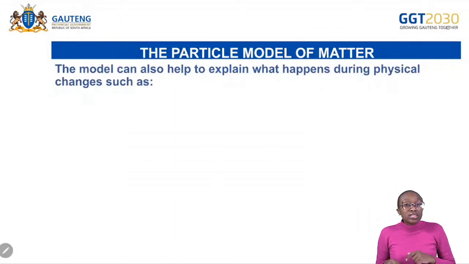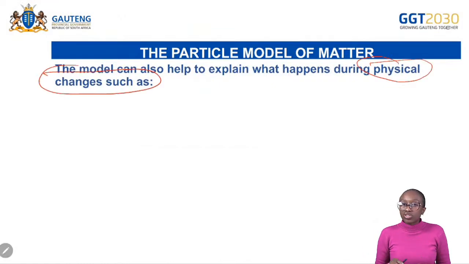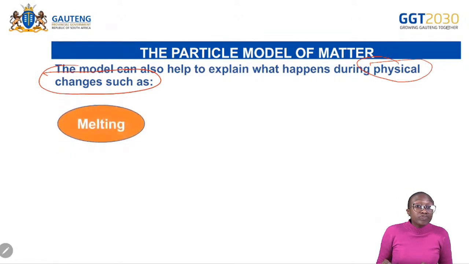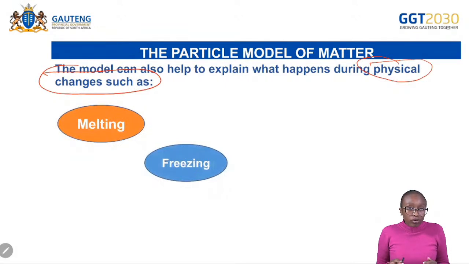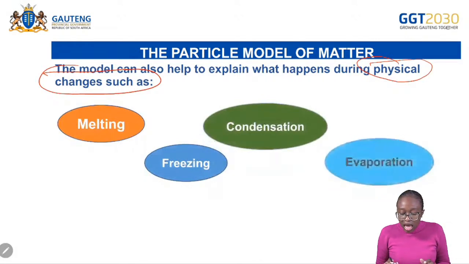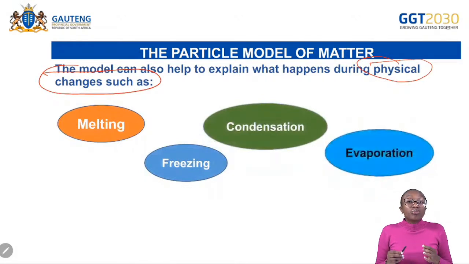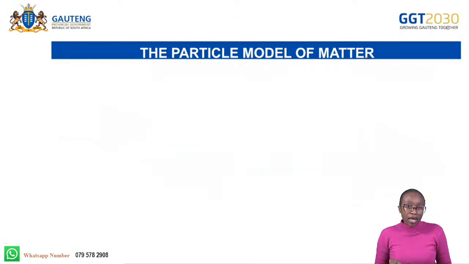The model does more than that. It also helps us to explain what happens during physical changes. What are these physical changes? They are melting, when a substance melts, freezing, when a substance freezes, condensation, when a substance condenses, and evaporation. So the particle model of matter helps us to understand from a small scale when these physical changes happen.